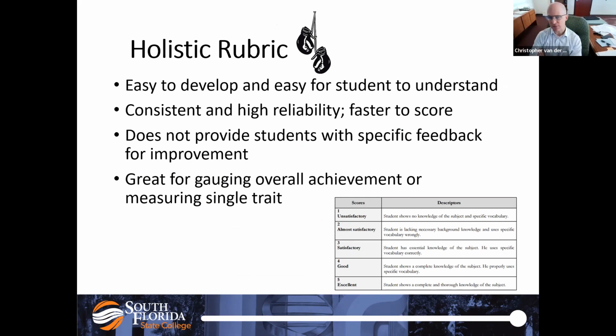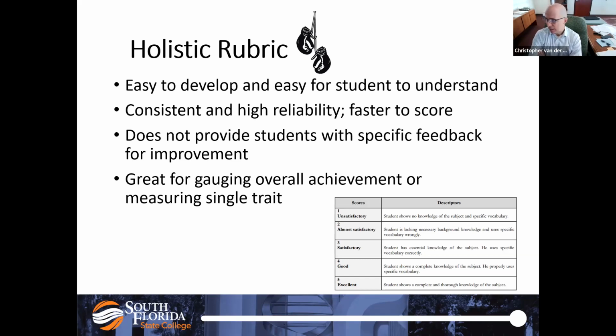So what that means is, let's say you're several instructors using the same rubric, and it's generally easy. You've heard me talk about inter-rater reliability, and generally with a holistic rubric you have that consistency and high reliability. It's easy to score. So let's say 4 of us are teaching the same content and we use this rubric. We can align those scores fairly well. But it's that specific feedback for improvement where the analytic rubric is generally stronger.